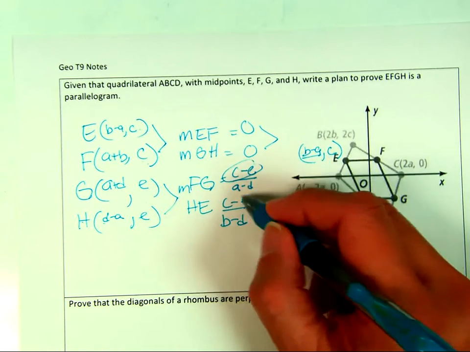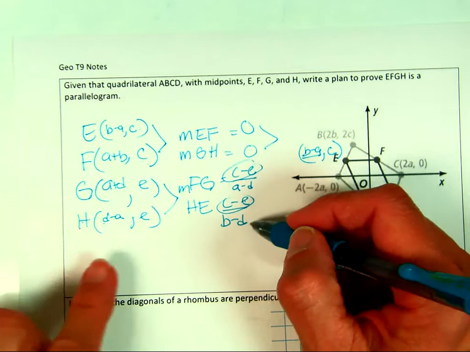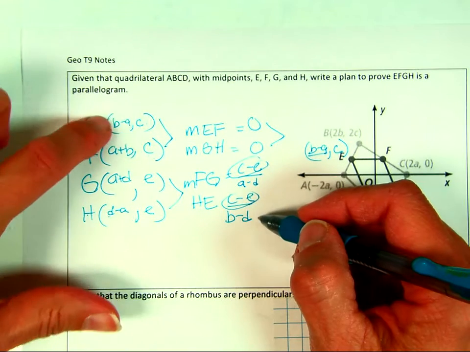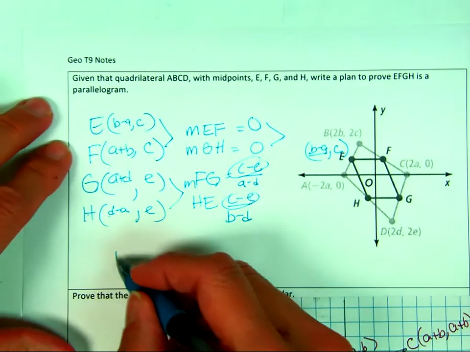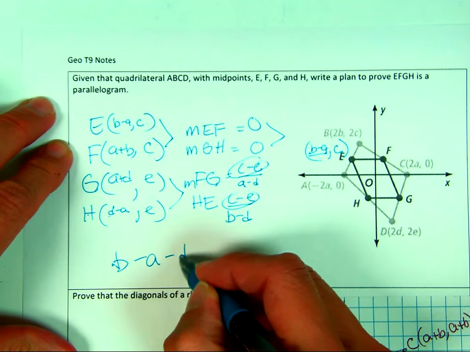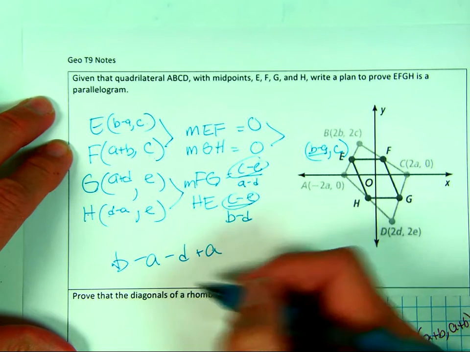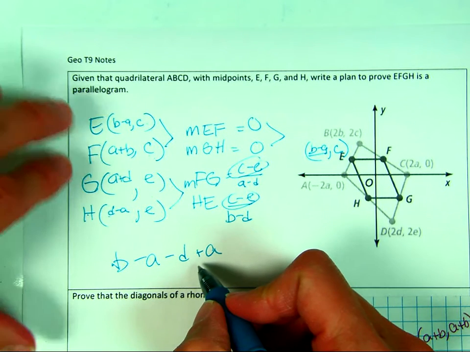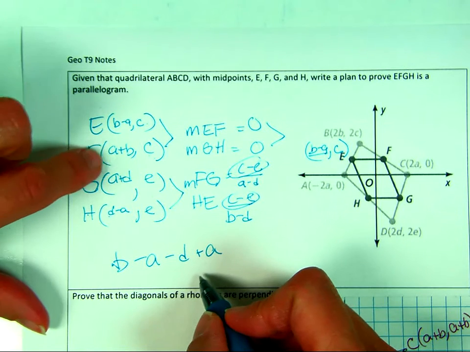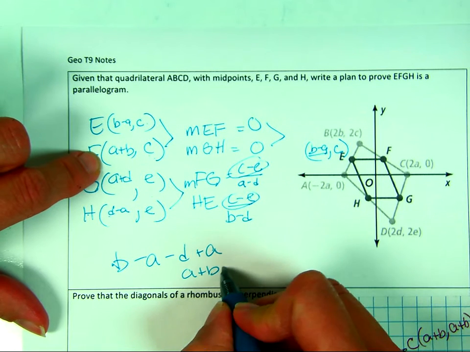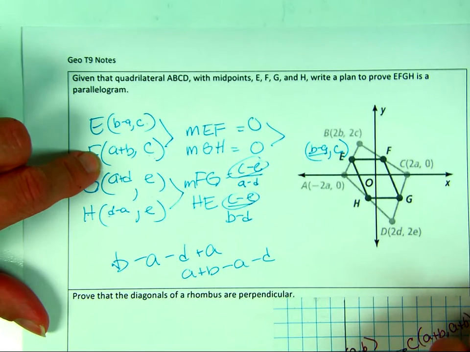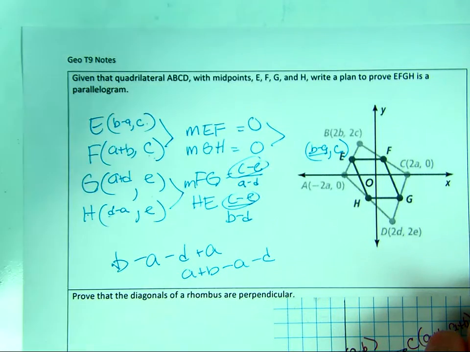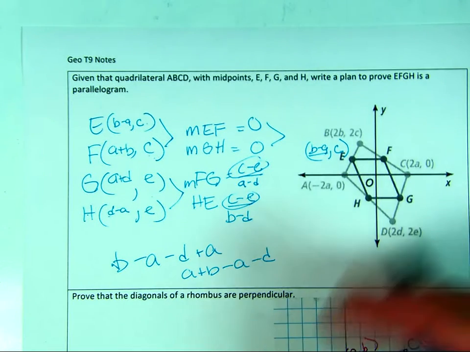This is the same. So let me just go back to HE. B minus A, minus D plus A, because I subtracted negative, I get B minus D. And then FG would have been A plus B minus A minus D. Anyway, they're supposed to be the same. I can't find my mistakes, so we're going to move on.